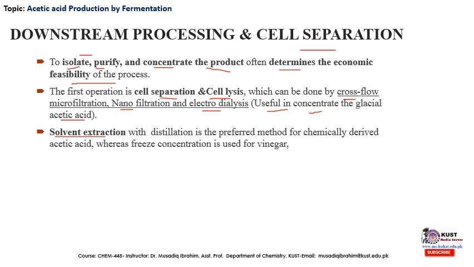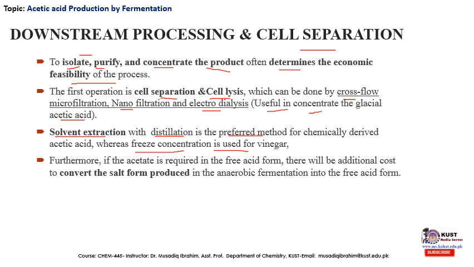Solvent extraction with distillation is the preferred method for chemically derived acetic acid, whereas freeze concentration is used for vinegar. Furthermore, if the acetate is required in the free acid form, there will be additional cost to convert the salt form produced in the anaerobic fermentation into the free acid form.